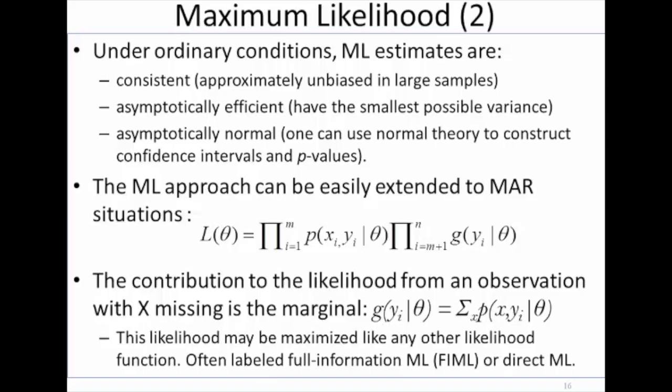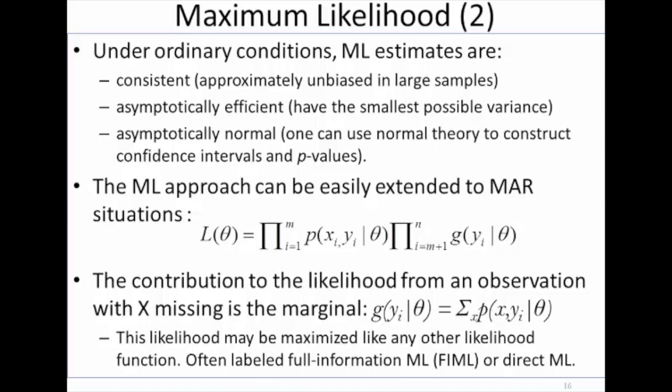It can be a vector of parameters. And here is where the independence assumption comes in, because if your observations are not independent, you couldn't write this as a product. Okay, so this is the joint probability of observing x, y given the parameter theta for a sample of n independent observations. So the likelihood function is the product of the individual contributions to the likelihood from each observation.